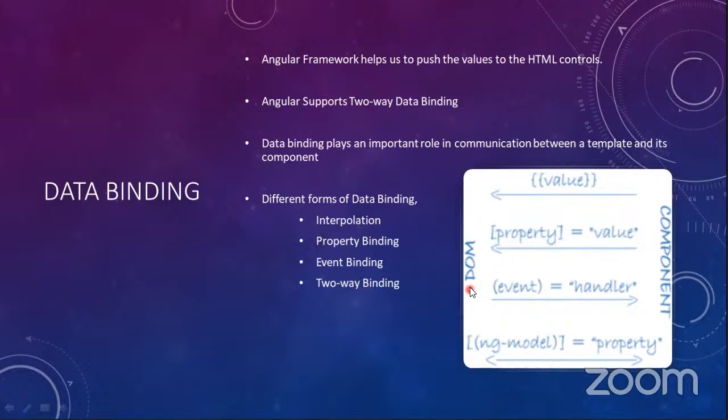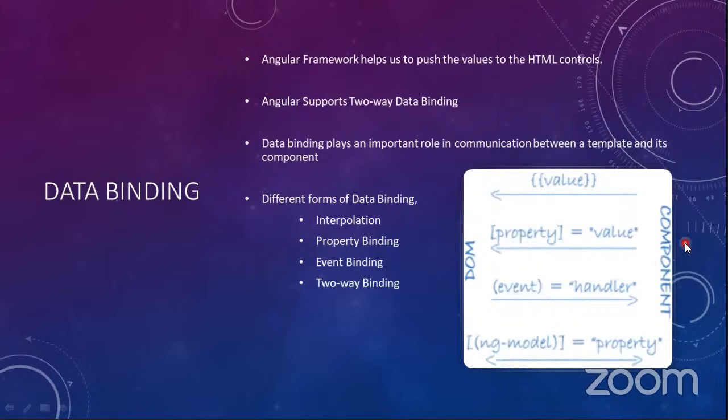Event binding is the reverse of property binding. It will send the data, or push the data, from HTML to your component. That is nothing but the event actually. So on click of that button or on click of that image, those are handled with event binding. Two-way data binding is two-way, as the picture says. So this is all about the data binding.